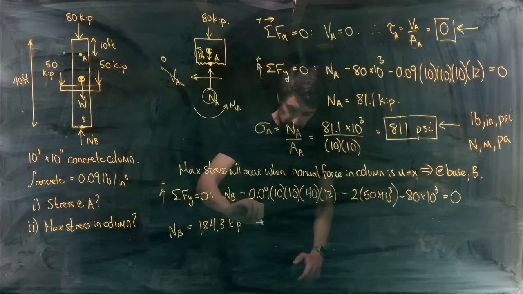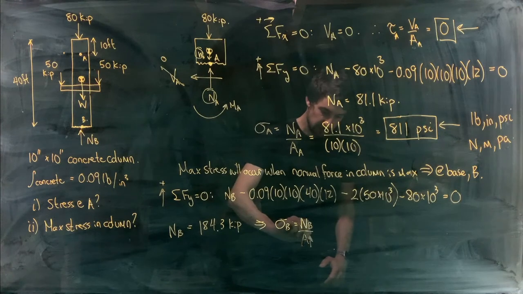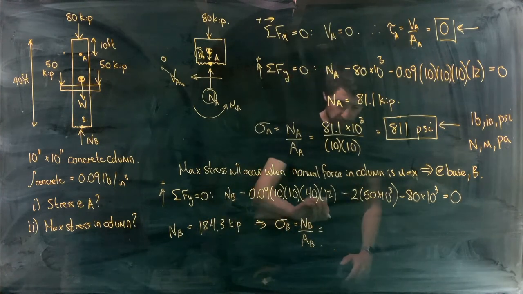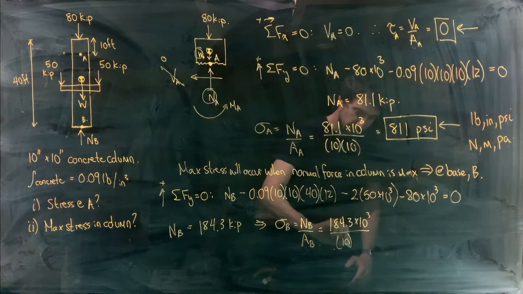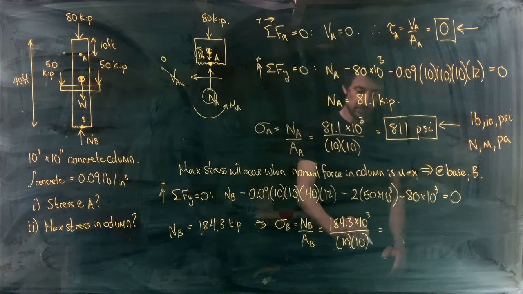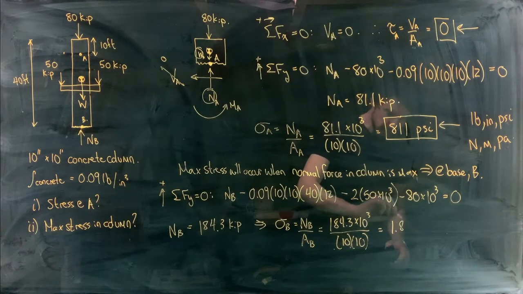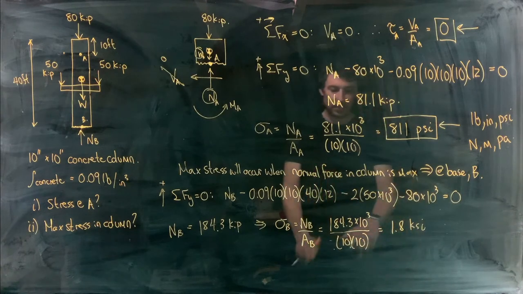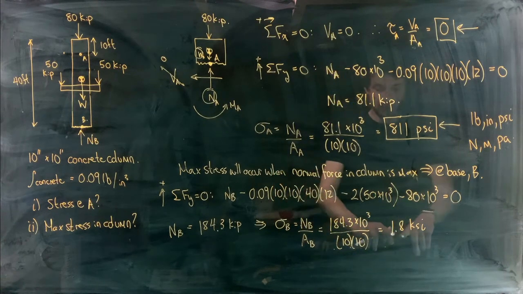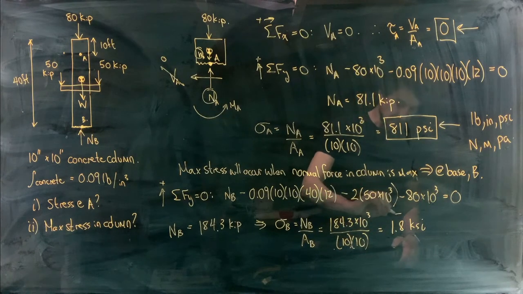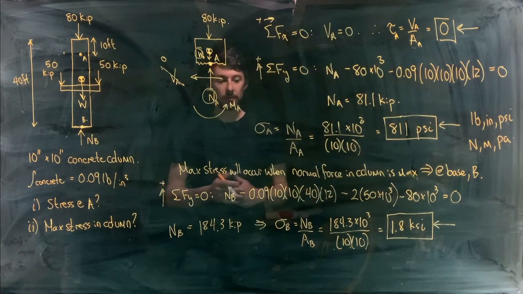Now we want to take this and say that the normal stress at point B is the normal force at point B divided by the cross-sectional area at point B. 184.3 times 10 to the 3, put that into pounds, and then divided by the cross-sectional area there. So now we've got 1.8 KSI. So this is going to come out to 1,843 PSI, and then we're dividing that by 1,000, putting it into units of KSI here. Okay, so there we go. First problem complete.